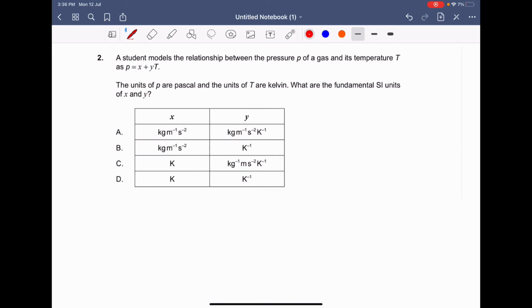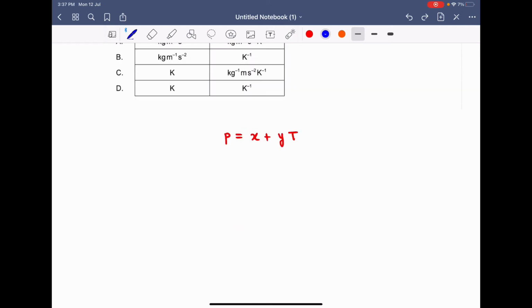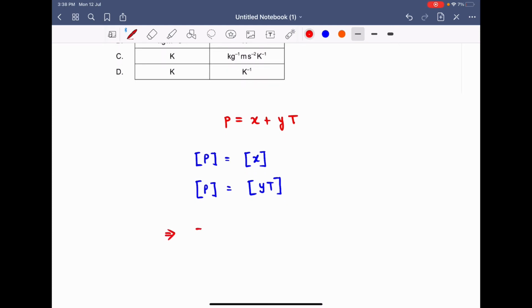So proceeding on to the second question, a student models the relationship between the pressure P of a gas and its temperature T as P is equal to X plus Y T. The units of P are Pascal and units of T are Kelvin. So we need to find the fundamental SI units of X and Y. Over here we know that the fundamental unit of P should be equal to the fundamental unit of X, and the fundamental unit of P should be equal to the fundamental unit of Y times T, where T is the temperature.